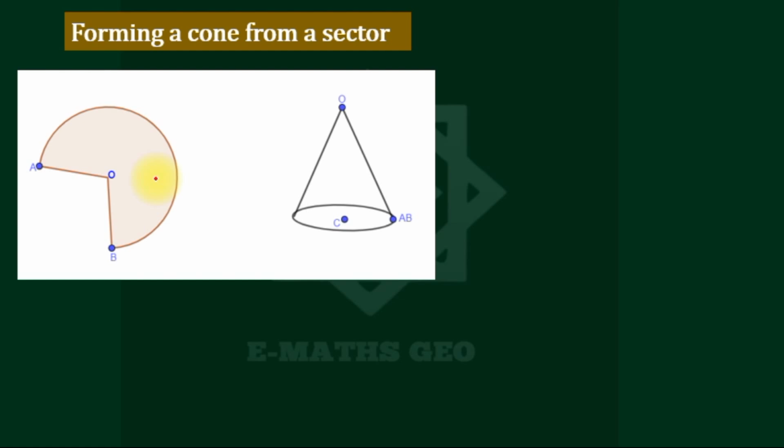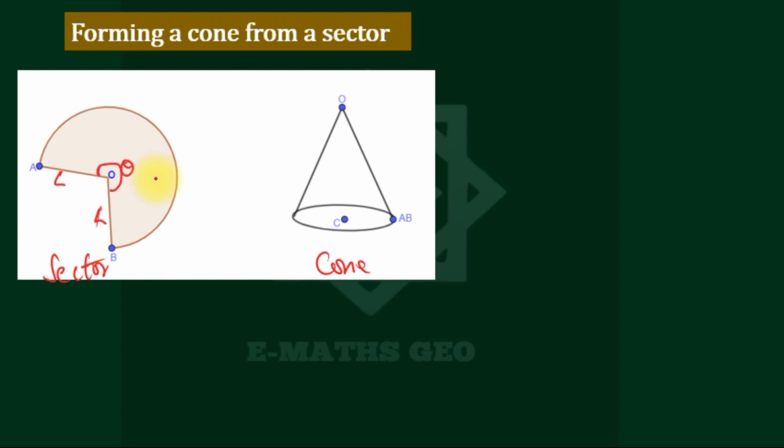So this is a sector, while after joining A to B, a cone will be formed. And if we call the radius of the sector L and the central angle, let's call it theta.